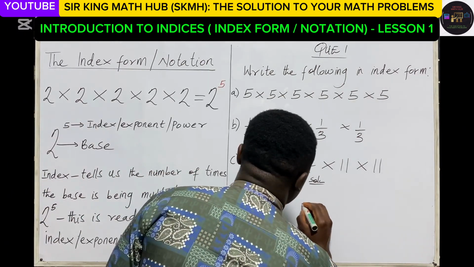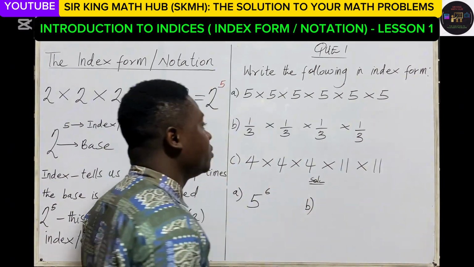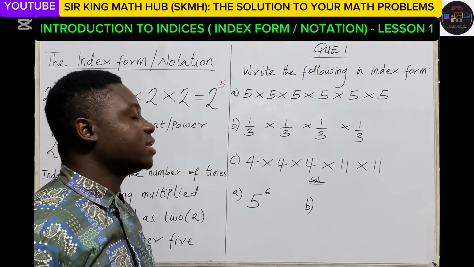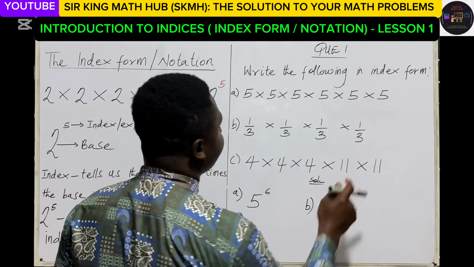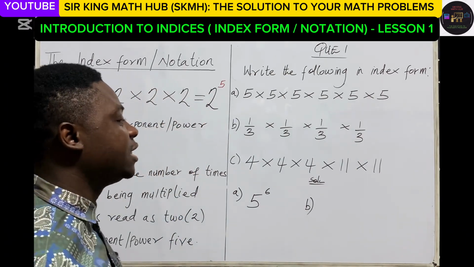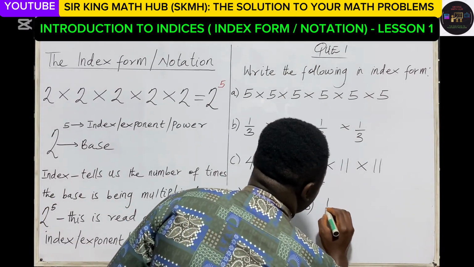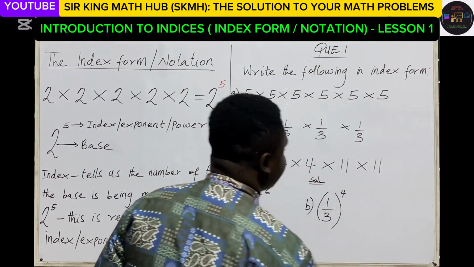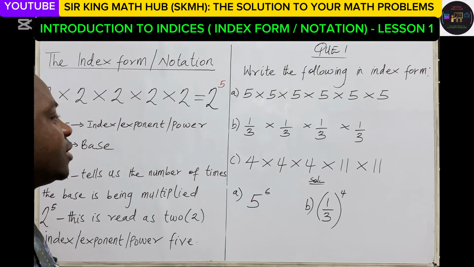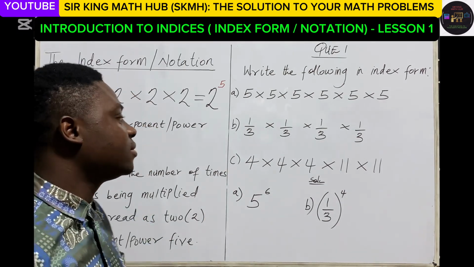Now let's also try the b. For the b, we also have a number which is 1 out of 3 being multiplied by itself 1, 2, 3, 4, 4 times. And this can be written in index form as 1 out of 3 index 4.